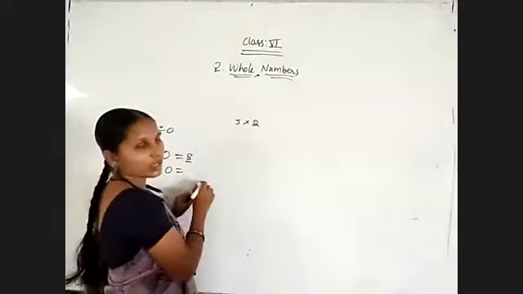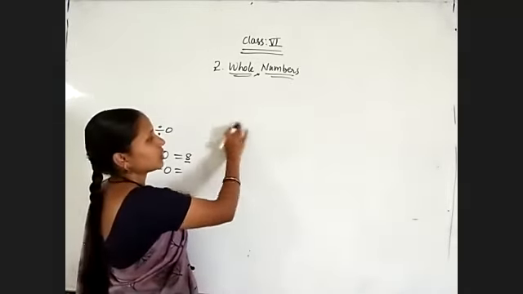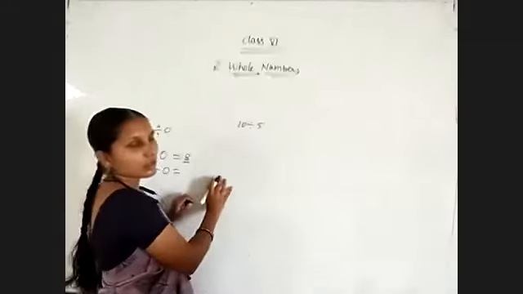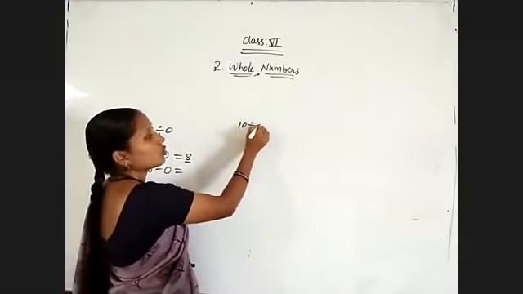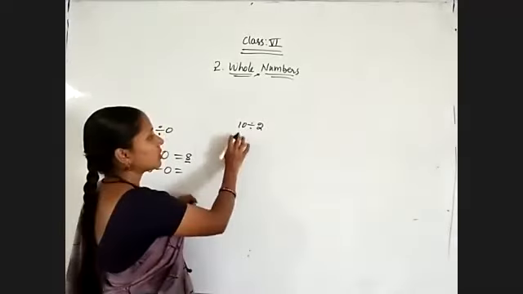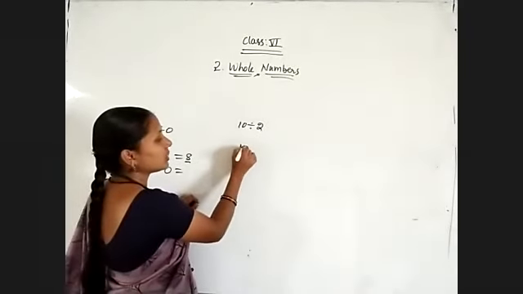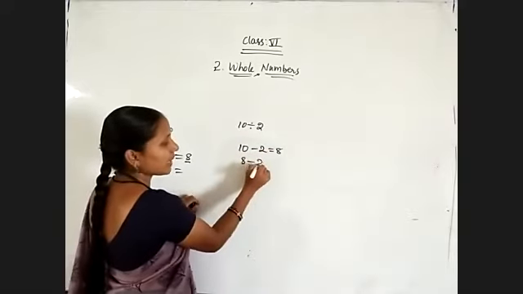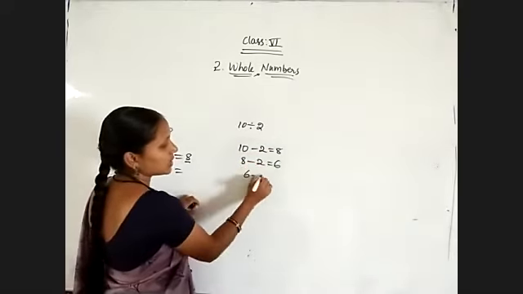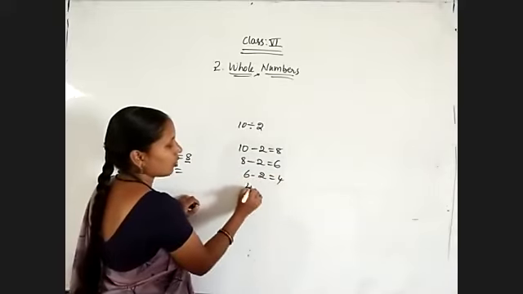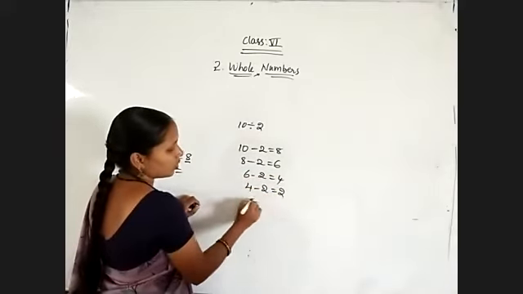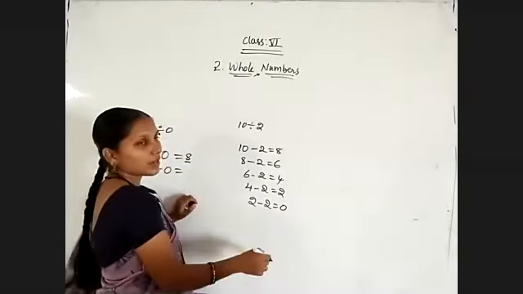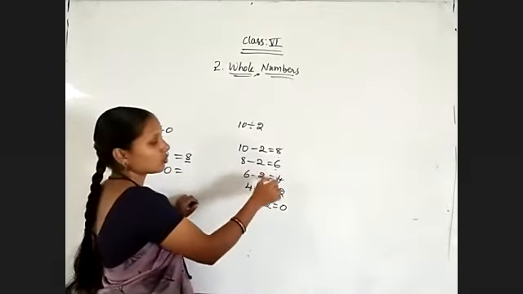Suppose now I am taking 10 divided by 2. So 10 divided by 2 means 10 minus 2, 8. 8 minus 2, 6. 6 minus 2, 4. 4 minus 2, 2. 2 minus 2, 0. So we got 0 here. How many times did we repeat this process? 1, 2, 3, 4, 5.